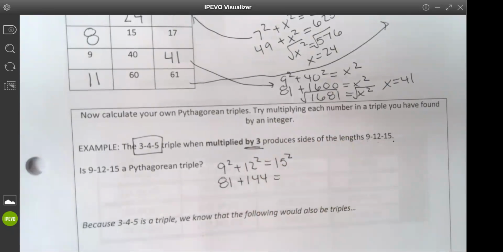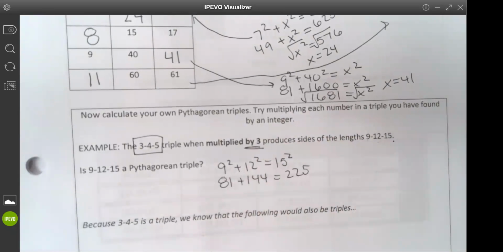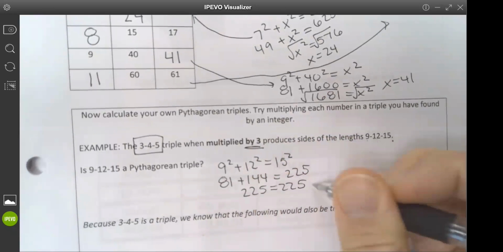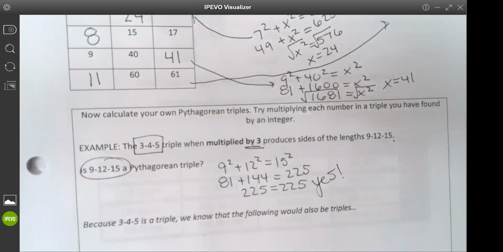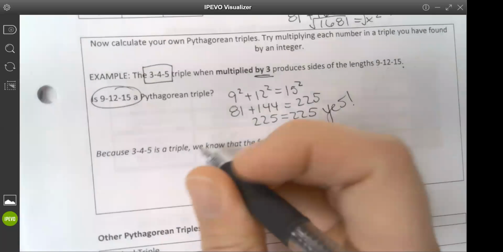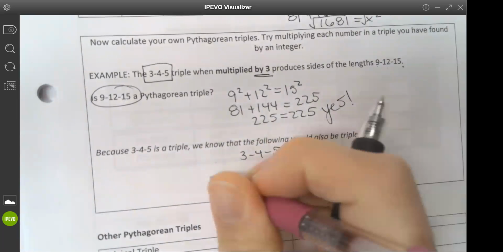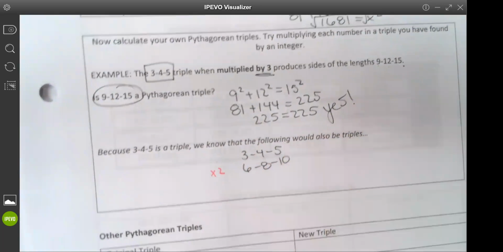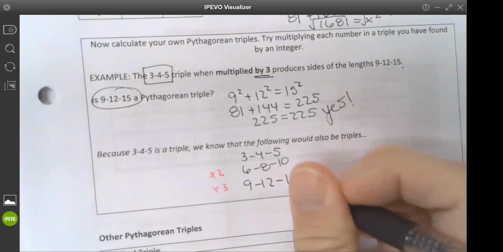225, right? Yeah, 225. And 144 plus 81, boom, gives me 225. So yes, 9, 12, 15 would be a triple. 9, 12, 15 is a triple because 3, 4, 5 is. So if I know that 3, 4, 5 is a triple, guess what I also know? If I multiply them all by 2, I know that 6, 8, 10 is a triple. Multiply them all by 3, I know that 9, 12, 15 is a triple.